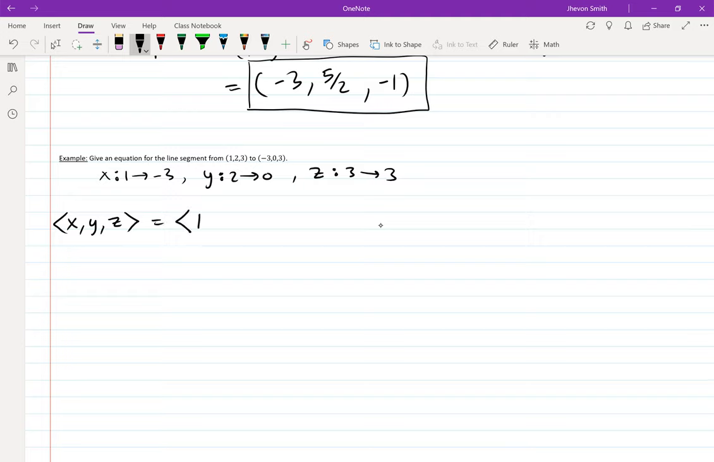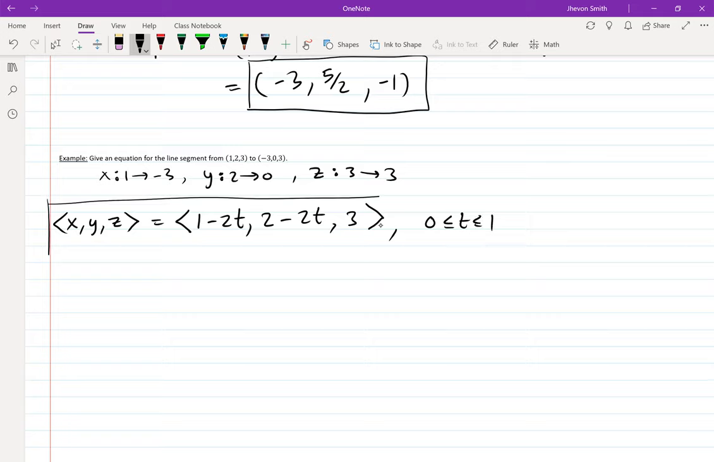X starts at 1 and to get to minus 3 we subtract 2, comma. Y starts at 2 and to get to 0 we subtract 2, comma. Z starts at 3 and to get to 3 you subtract 0, so it stays at 3. And then you set t goes from 0 to 1. That's your line segment.